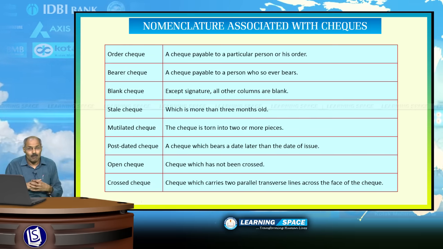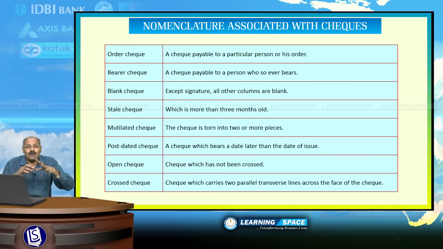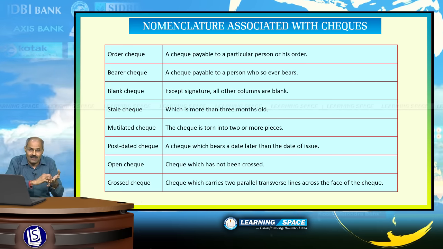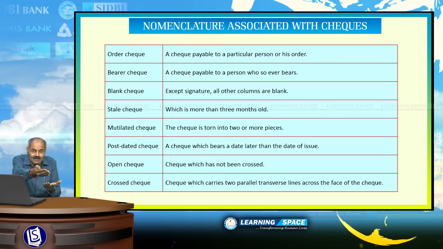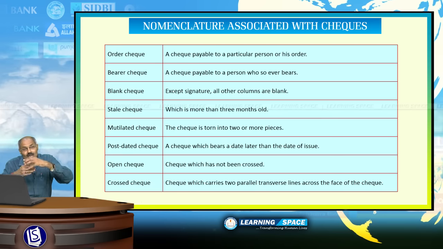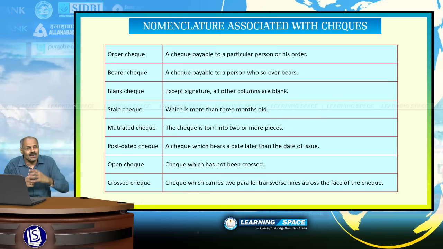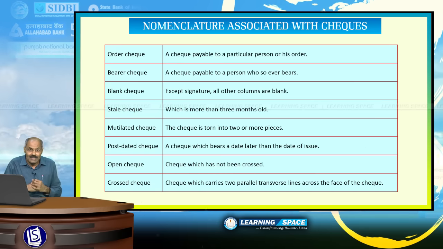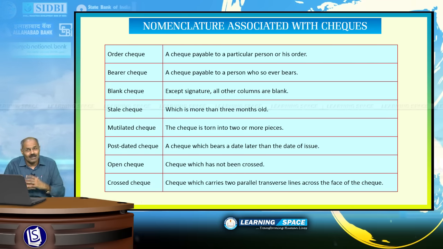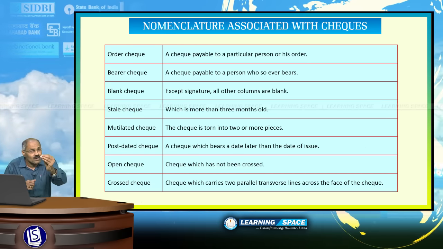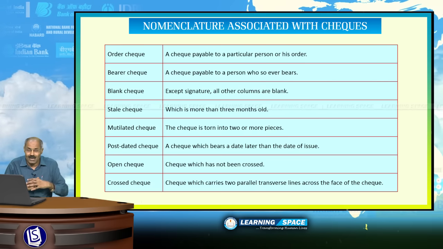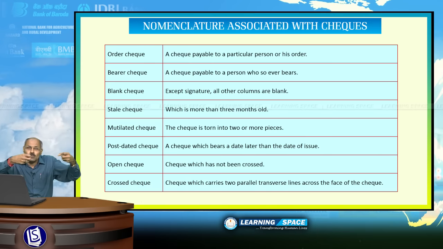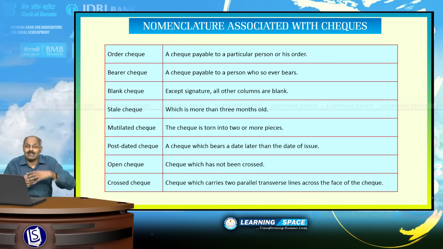Blank check. A blank check is a check where, except the signature, other details are not there. Only you have signed on the check and you have given that check to your friend, then that is a blank check. Stale check. A stale check is when the validity is over. At present, the validity of checks and demand drafts is just 3 months. When the validity is over, then that check is called a stale check. The other one is a mutilated check. When the check is torn into 2 pieces, that is called a mutilated check.